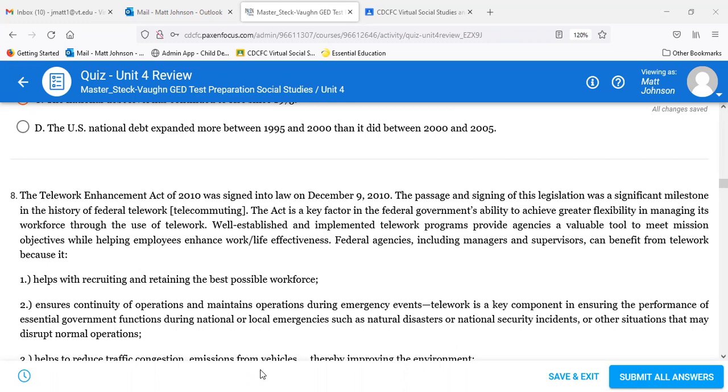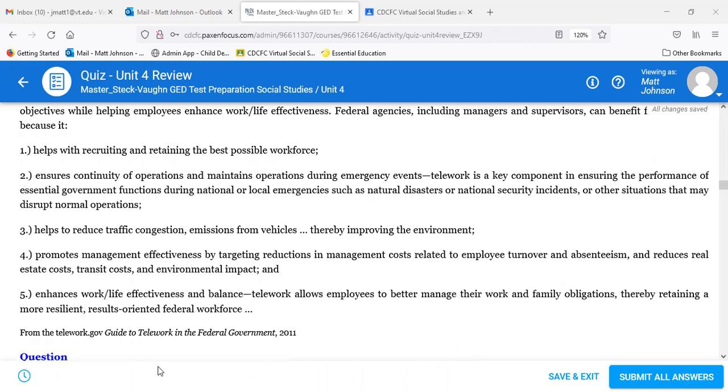Federal agencies, including managers and supervisors, can benefit from telework because it: 1, helps with recruiting and retaining the best possible workforce. 2, ensures continuity of operations and maintaining operation during emergency events.